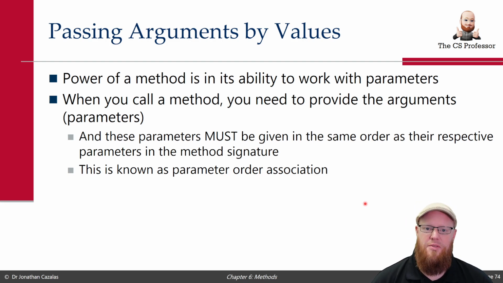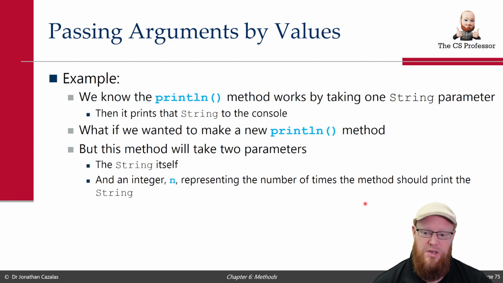Passing arguments by value. The power of a method, as we know, is when we start sending over arguments, parameters, those are synonyms, to our methods. These parameters must be given in the same order as the formal parameters within the method signature. This is known as parameter order association.